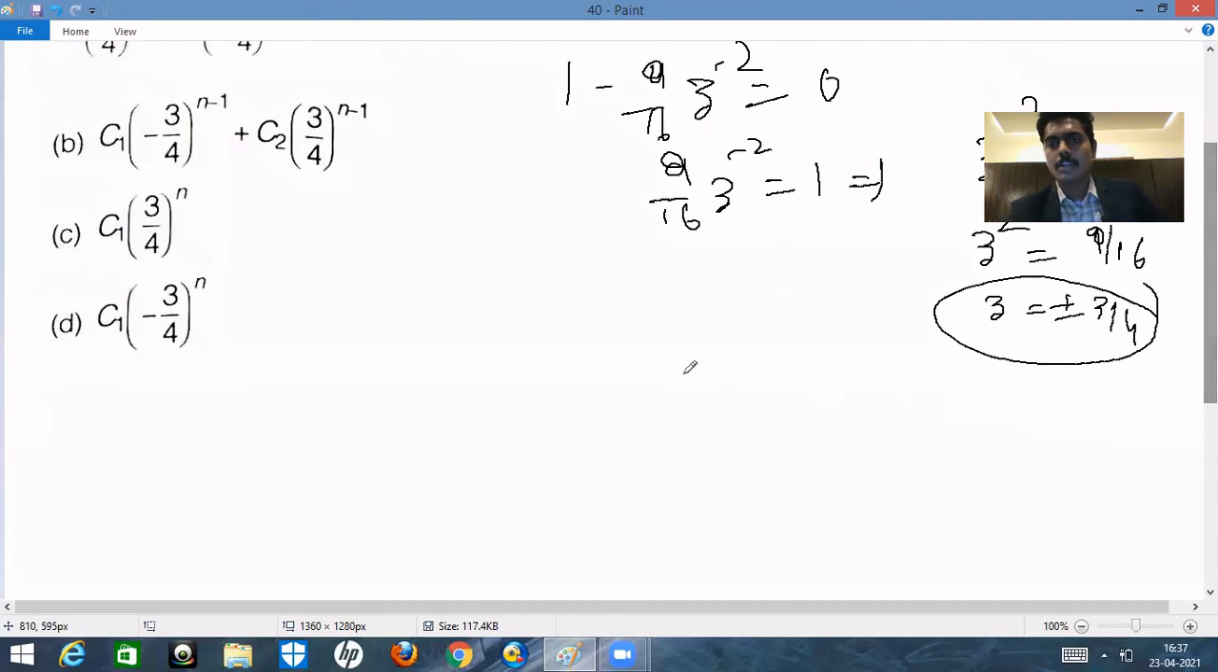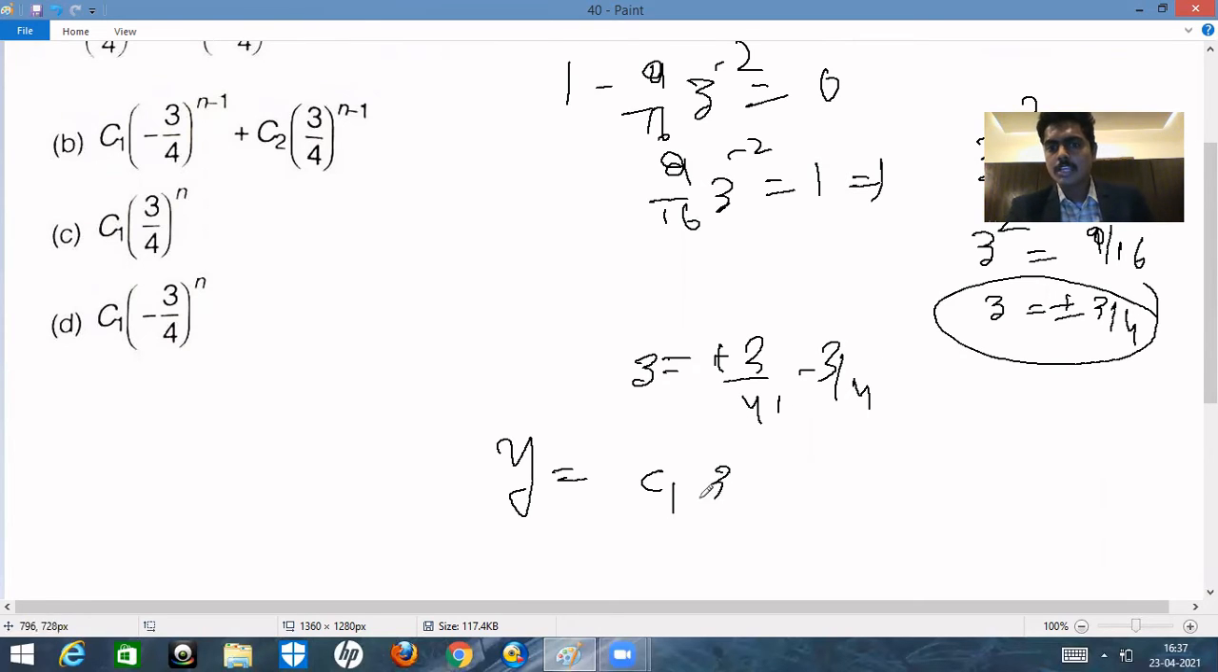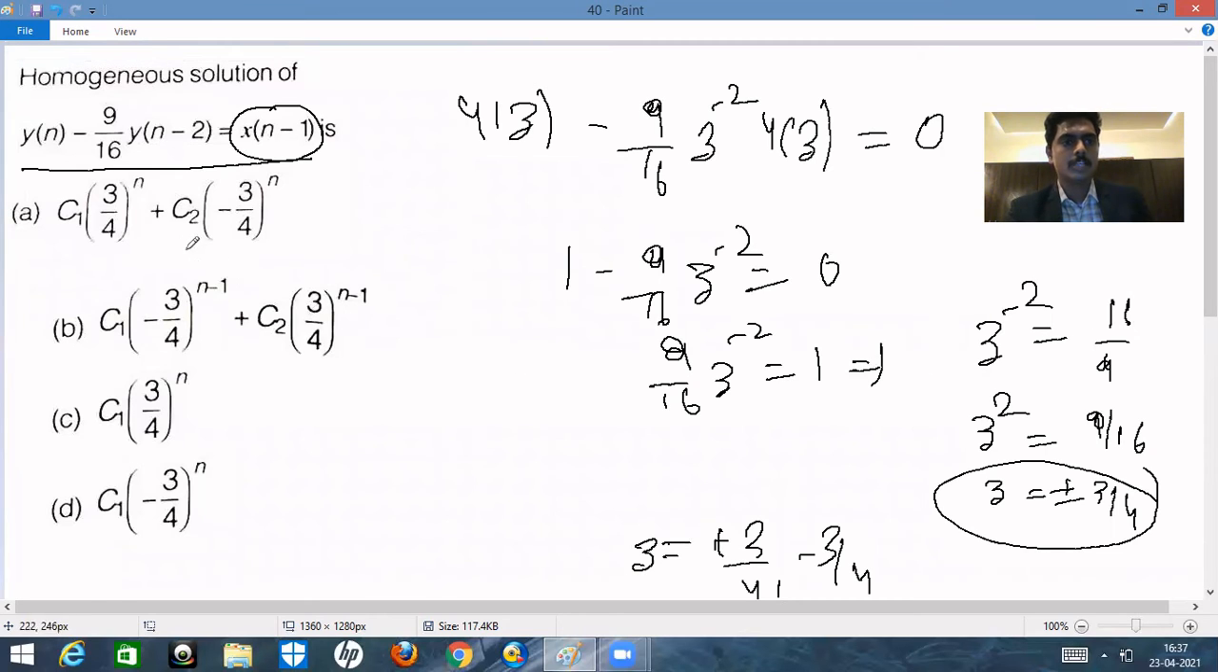So isn't it? So here two roots come. So z is equal to plus 3 by 4 one, minus 3 by 4 one. Since the roots are real and distinct, we already discussed in engineering mathematics how to write the solution if the roots are real and distinct. So then we can easily say that y is equal to c1 into, in continuous domain, e power m1x. So in the discrete domain, you will get 3 by 4 into whole power n, right? Plus c2 into, here minus 3 by 4 came, so minus 3 by 4 whole power n. Then this will be the solution. Okay, so c1 into 3 by 4 whole power n plus c2 into minus 3 by 4 whole power n, which is nothing but option A.